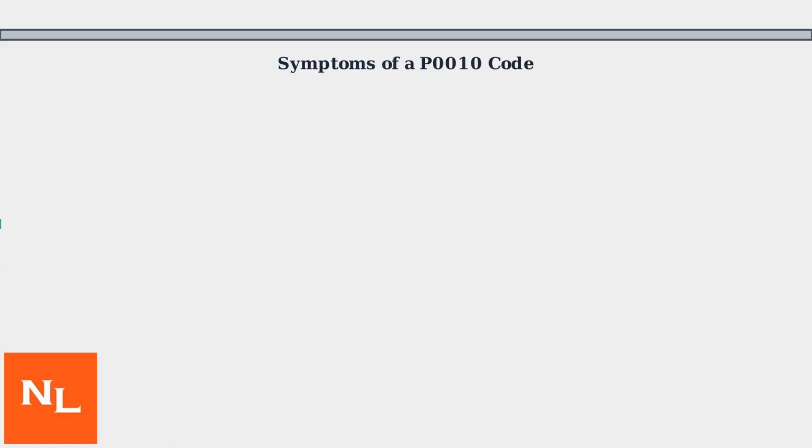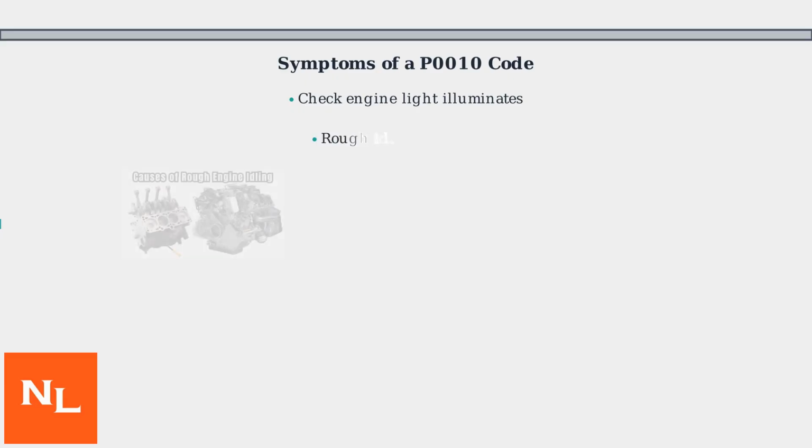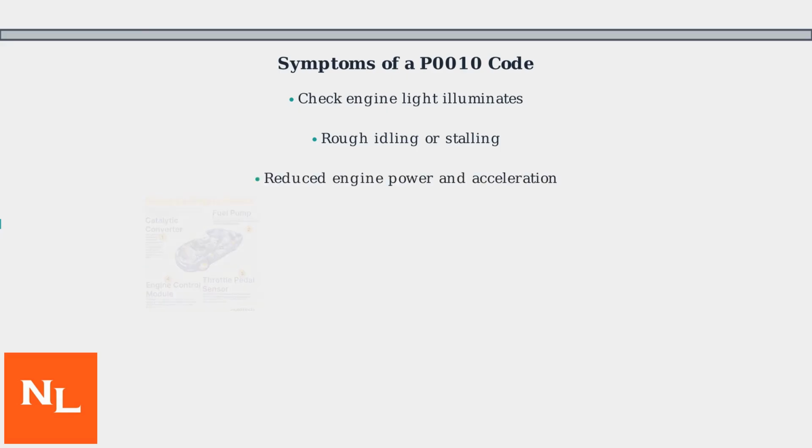When the P0010 code is triggered, several symptoms may appear in your vehicle. First, the check engine light will illuminate on your dashboard. You may notice rough idling or stalling, especially when the engine is cold. Engine power and acceleration will be reduced, making the vehicle feel sluggish.